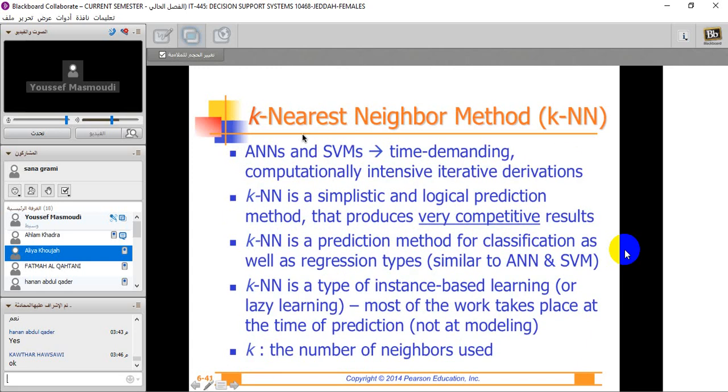Now, the last algorithm of this chapter, which is the K nearest neighbor method. The algorithm that I explained to you at the beginning of the class on the whiteboard.